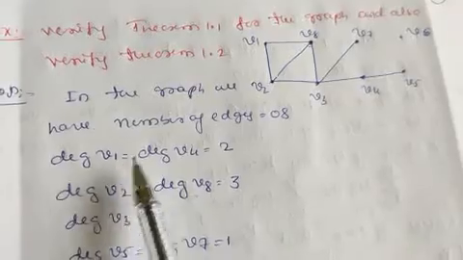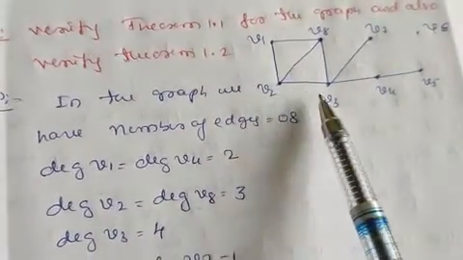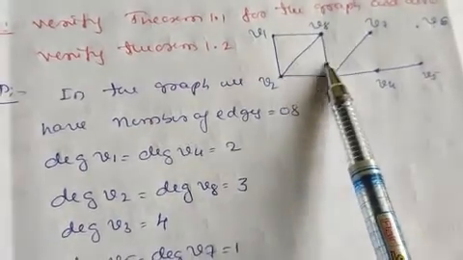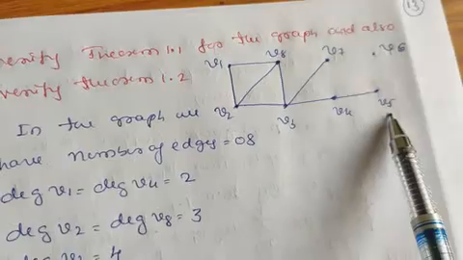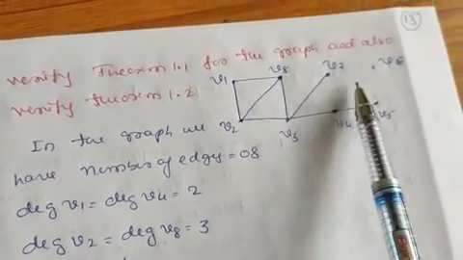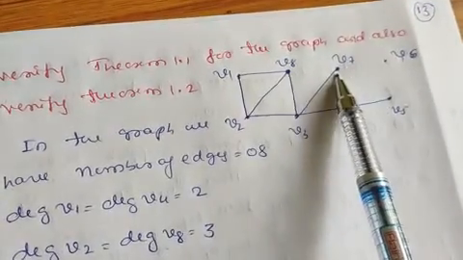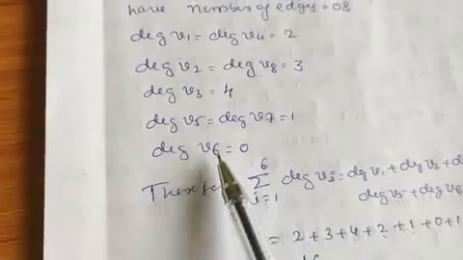First you have to find the degree of each vertex. Degree of V1 means here 2, degree of V2 is 3, degree of V3 is how many edges? 1, 2, 3, 4. Degree of V5 is 1, degree of V4 is also 1, degree of V6 is 0, degree of V7 is 1, degree of V8 is 3. Like this, first you have to find the degree of all vertices.